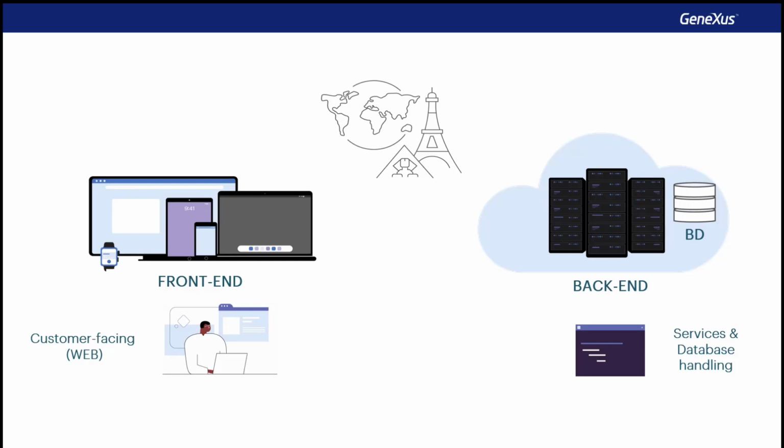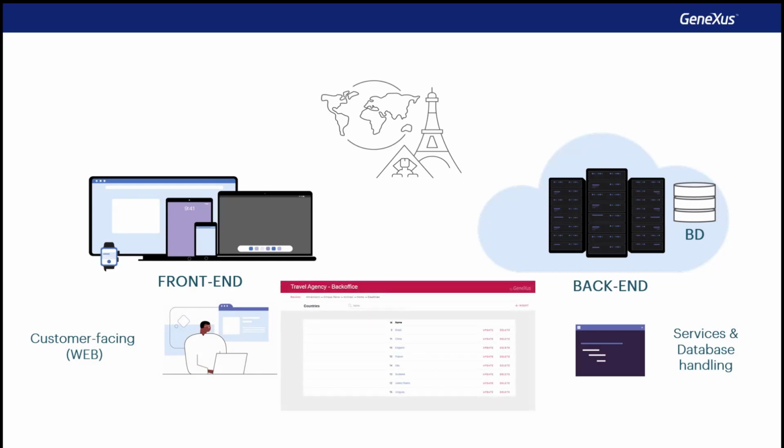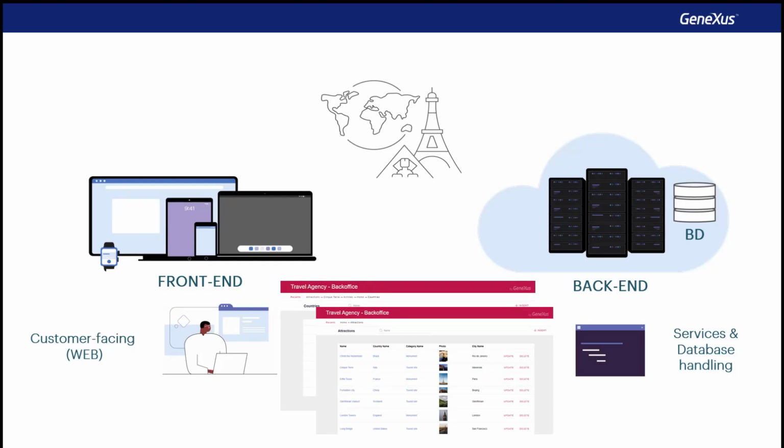We'll focus on implementing the customer-facing part of the application. This will allow end users to view the main tourist attractions offered by each city and related information. The back office part used by the travel agency staff to enter the data of countries, cities, tourist attractions, and other information handled by the agency will already be developed and will not be part of this course.